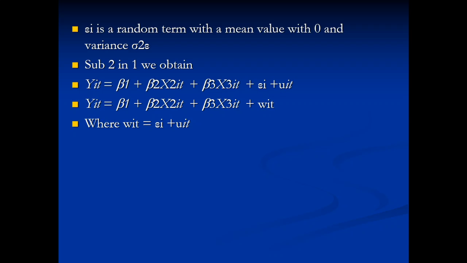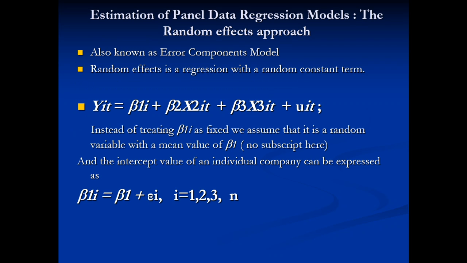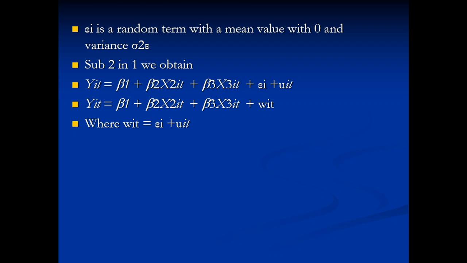So substituting 2 in 1, that is the epsilon, that gives ui. In 2, instead of beta 1i I can write beta 1 plus epsilon i. So it can be written as yit is equal to beta 1 plus beta 2 x2it plus beta 3 x3it plus epsilon i plus uit. Epsilon i is the term that went together with the intercept term, and then uit is the error term.